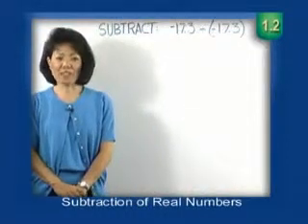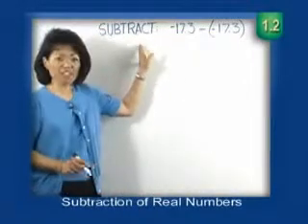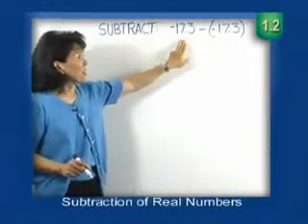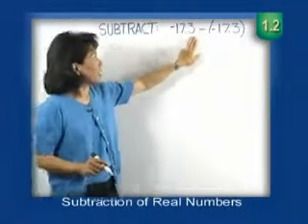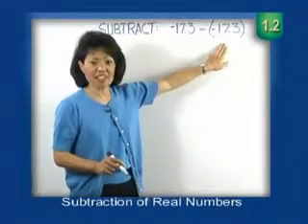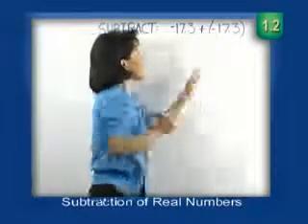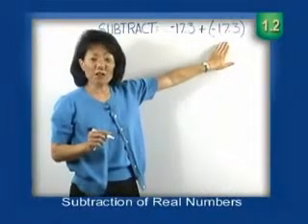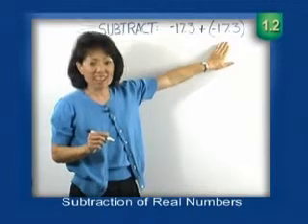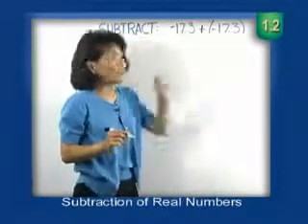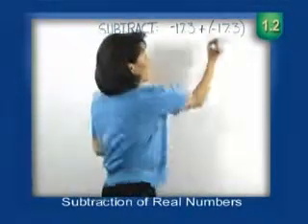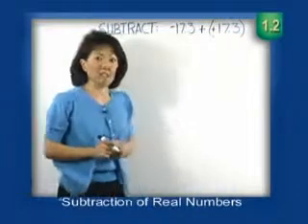Let's look at our next problem. We're going to subtract a few decimals here. Subtract negative 17.3 minus a negative 17.3. Now again, change the sign of the number being subtracted to the opposite sign that it is. Right now it's negative 17.3. We make it positive 17.3.